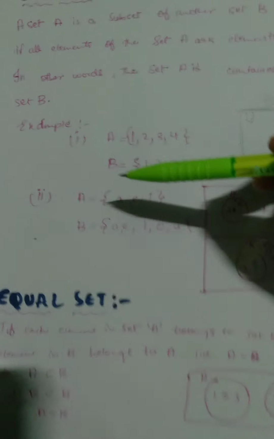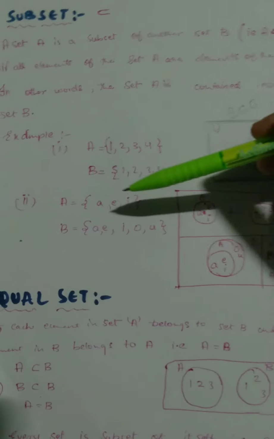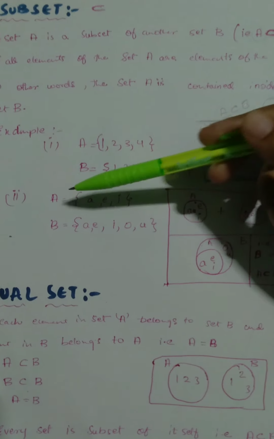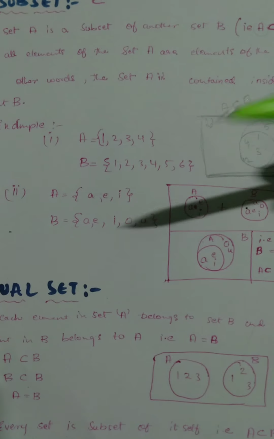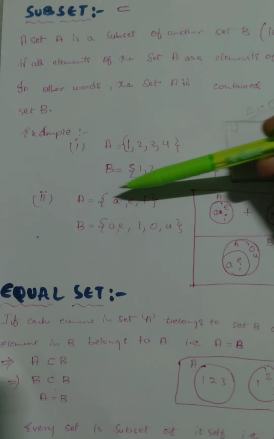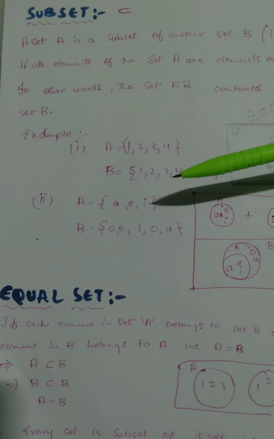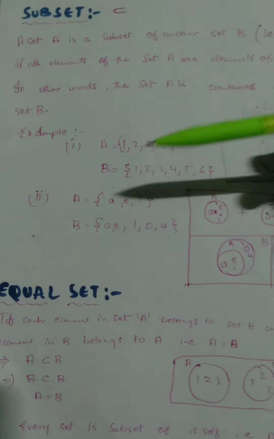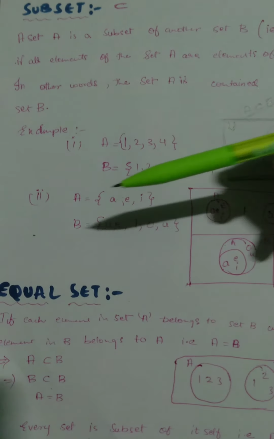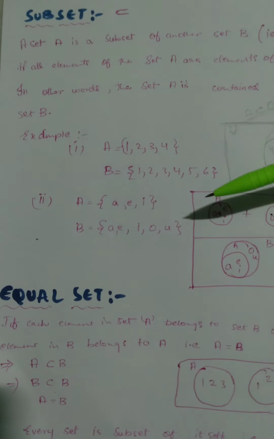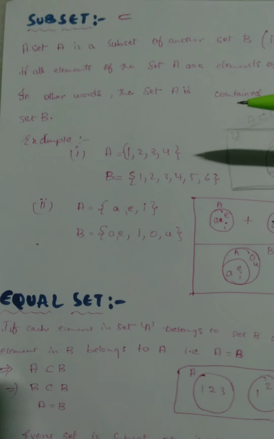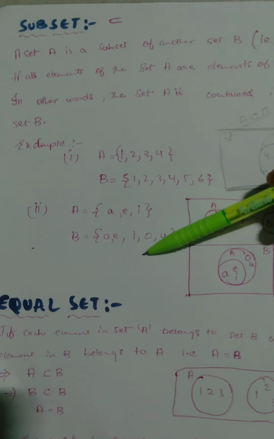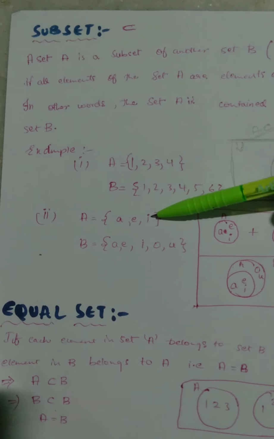Here is another example, so it will be easier to understand. Second example: A is equal to {A, E, I} and B is equal to {A, E, I, O, U}. Then you can see A is contained in B, right? A is contained in B.